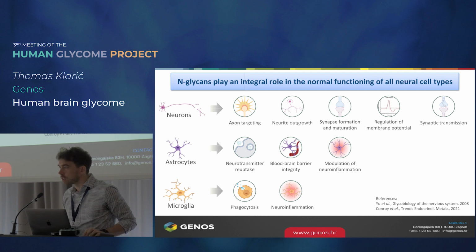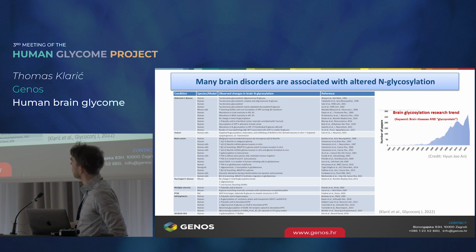I'm sure I don't need to convince anyone in this room about the importance of studying N-glycans, but maybe not everyone is aware of all the important functions that they play in brain physiology. They're critical in the normal functioning of all neural cell types. Here are just some of the critical processes they are involved in. So it should not come as a surprise then that altered N-glycosylation is also associated with numerous brain disorders, some of which are listed here, but this list is growing all the time as people become more interested in understanding N-glycans in brain physiology and disease.